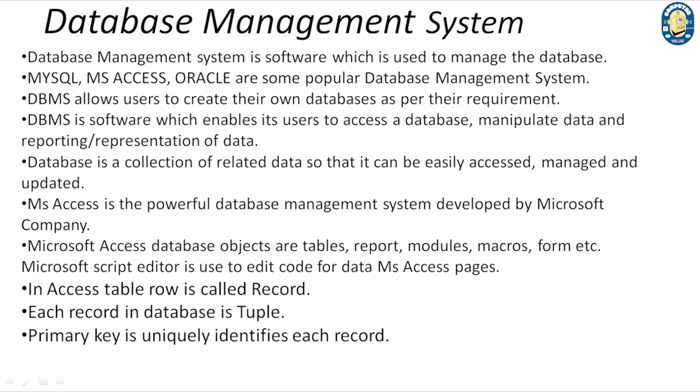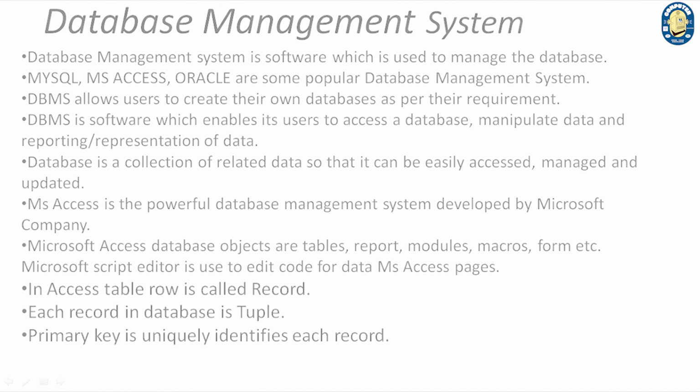In Access, a table row is called a record. Each record in a database is a tuple. A primary key uniquely identifies each record.